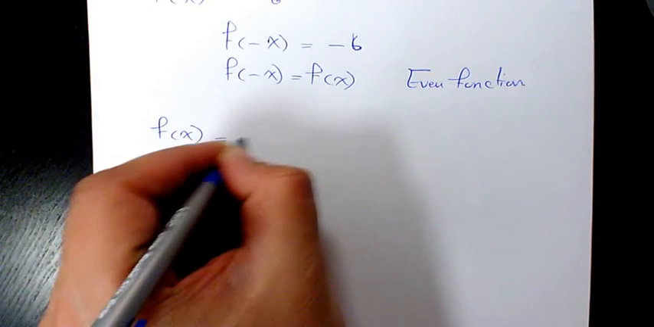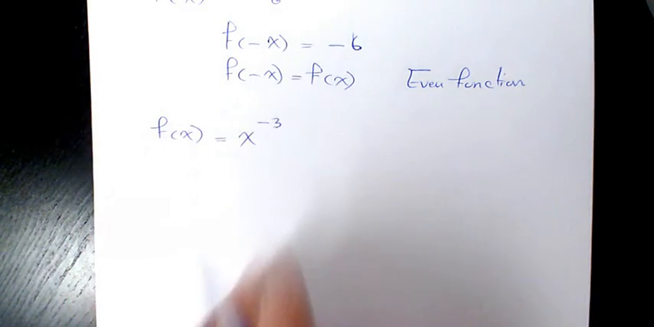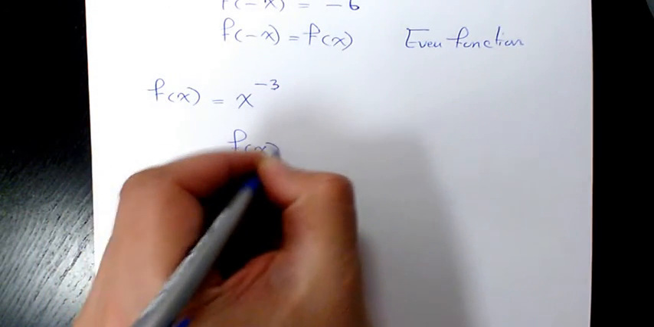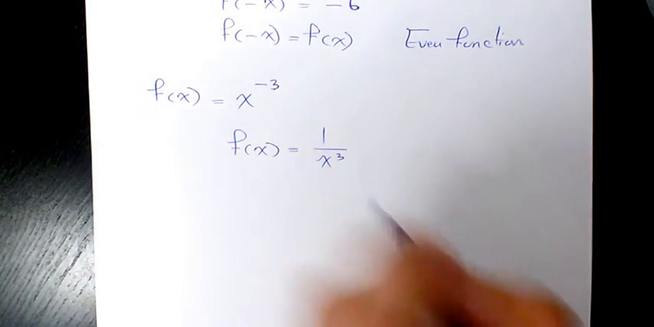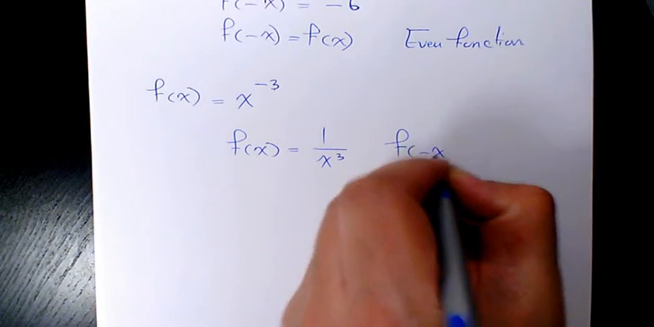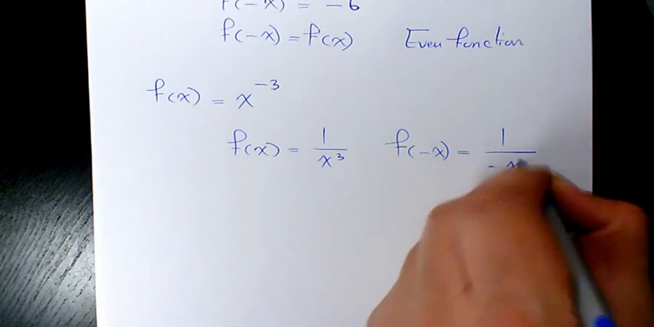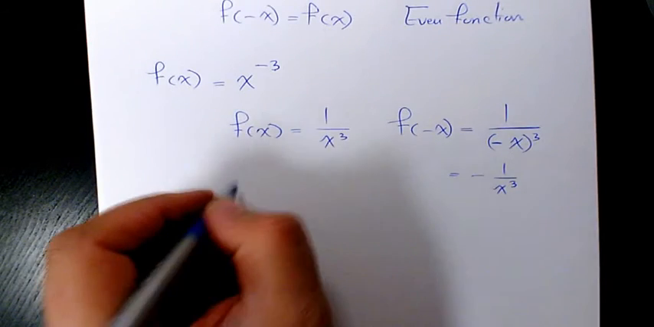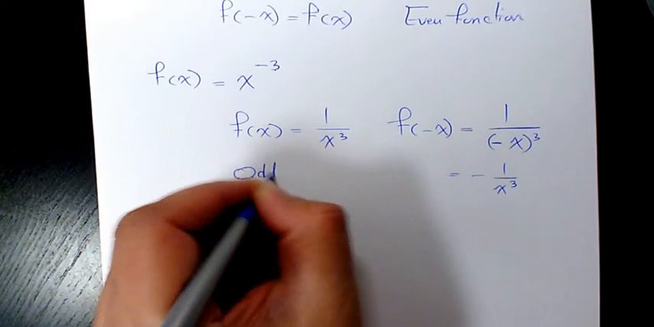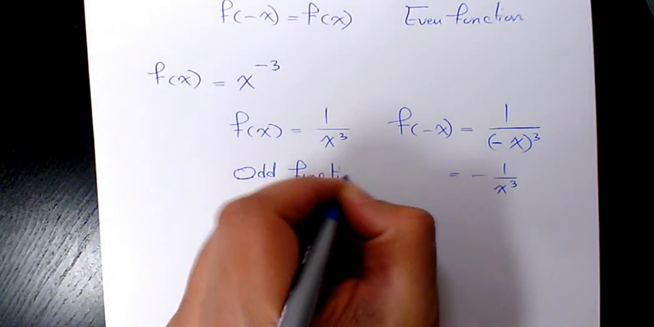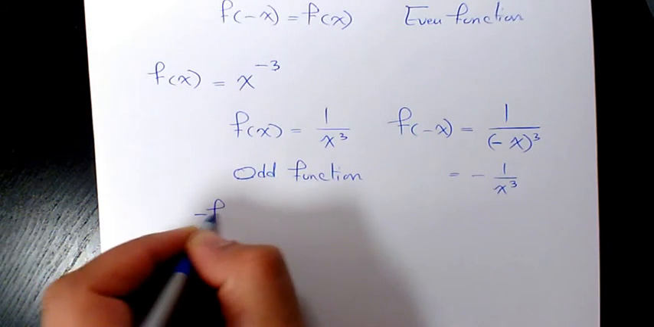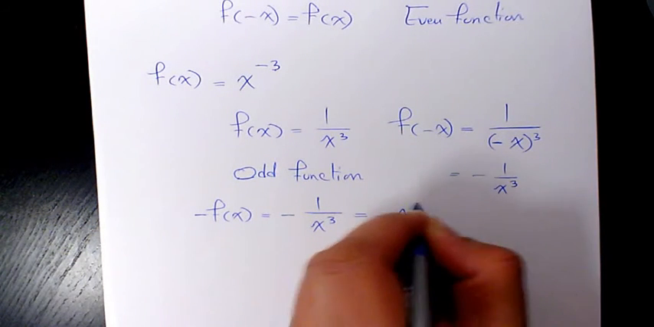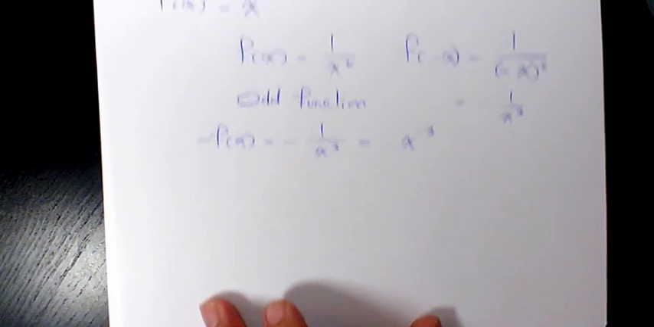f of x equals x to the power of negative 3. So we can say f of x equals 1 over x to the power of 3. f of negative x equals 1 over negative x to the power of 3. That's going to be negative 1 over x to the power of 3. So that's an odd function, because that's equal to negative f of x, which is negative 1 over x to the power of 3. So that's an odd function.